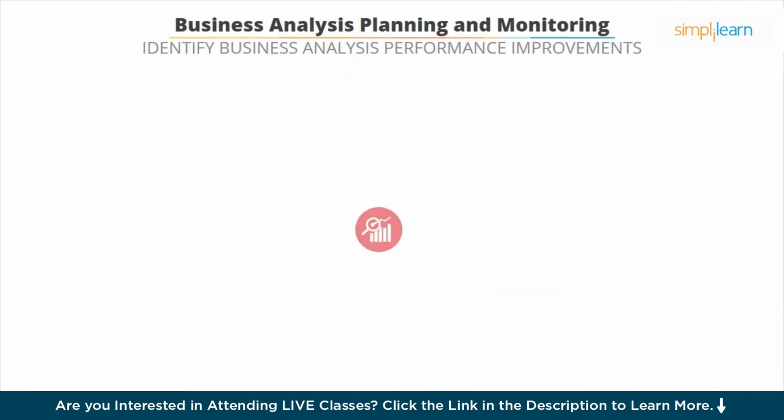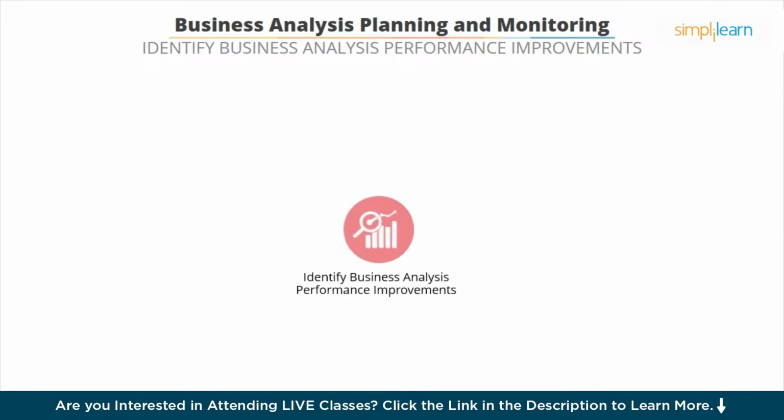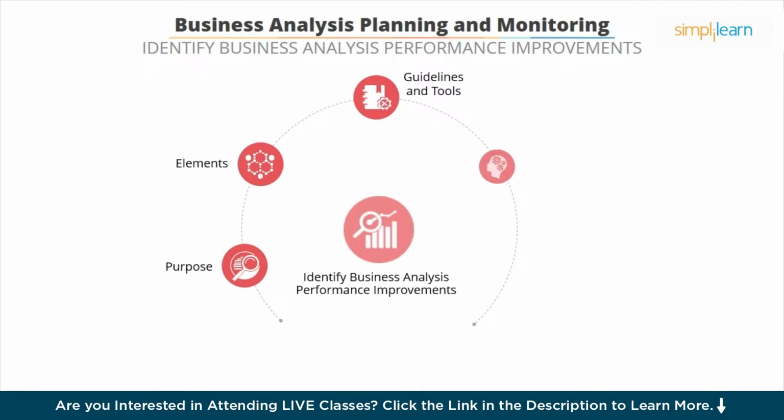So far, we discussed four business analysis planning tasks. The fifth task in this knowledge area is Identify Business Analysis Performance Improvements. It is related to monitoring business analysis work. The purpose is to assess business analysis work and to plan to improve processes where required. Let's deep dive into this task.